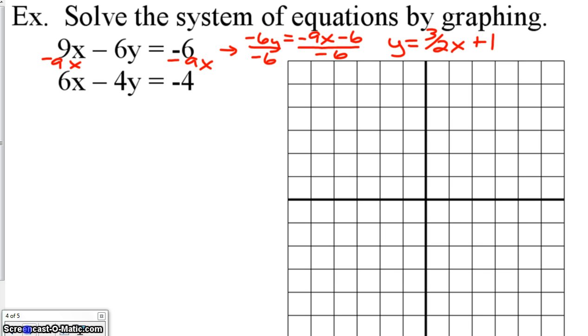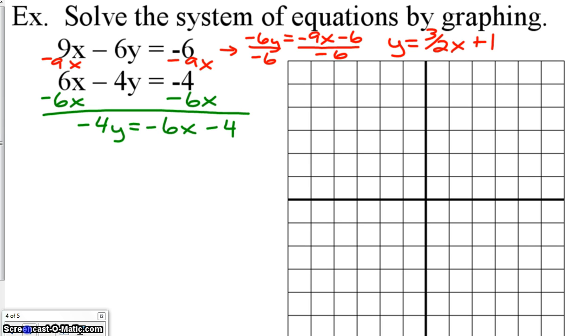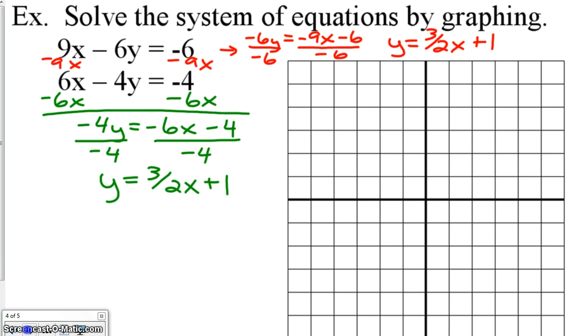Then we go to the second equation, subtract 6x, negative 4y equals negative 6x minus 4. Divide everything by negative 4. So y equals 3/2 x plus 1. What do you notice about the two equations? They are identical. So when we graph, we're only going to be graphing one line.